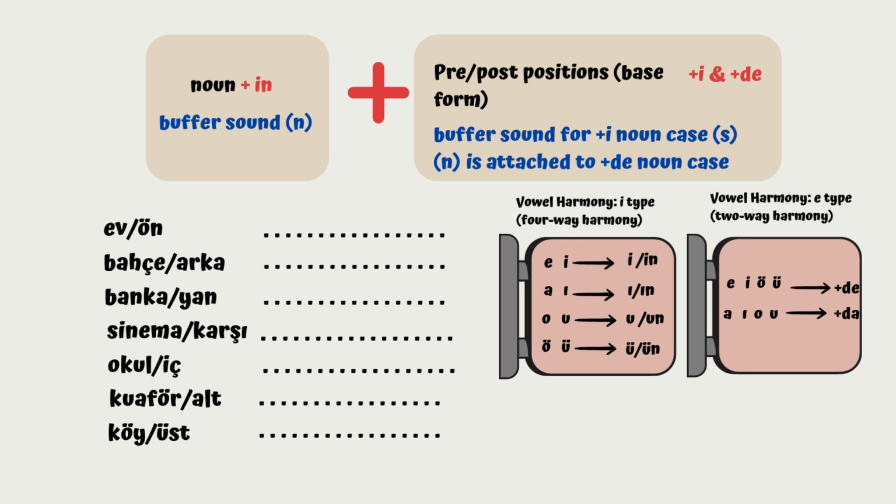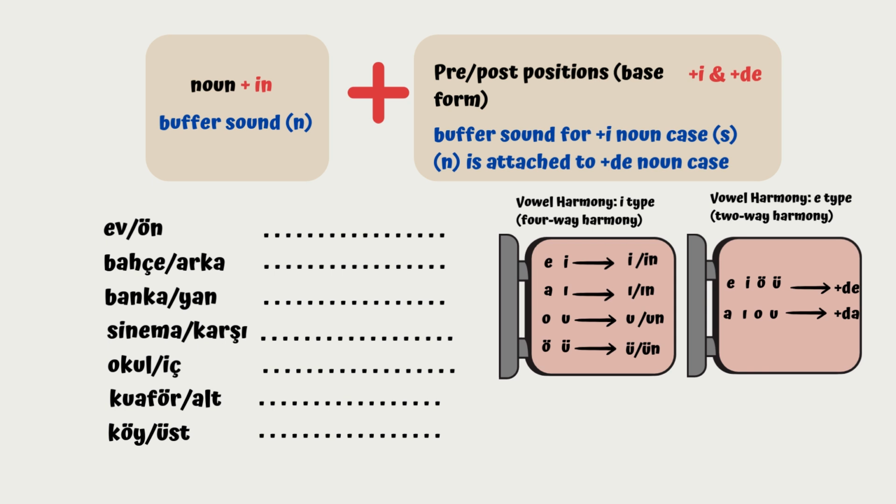So if this suffix has e inside, we follow the E-type 4-way vowel harmony rule, like the first one. And if the suffix has a in it, then we follow the A-type 2-way vowel harmony rule. So you have all the formula here. What you're gonna do is put the right noun case following all these buffer sound rules and vowel harmony rules. So you can pause here if you want to. I'm going to give you the answers in a second. So if you're ready, I am going to start.